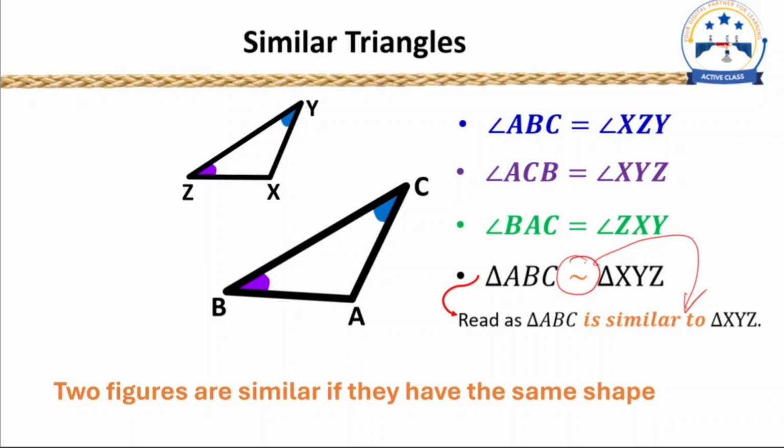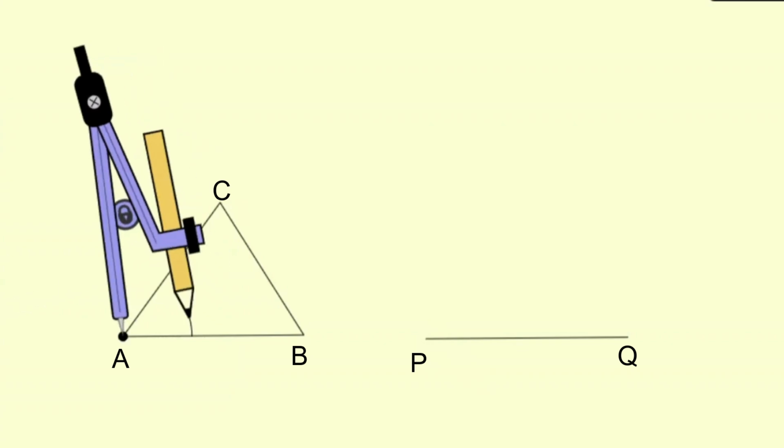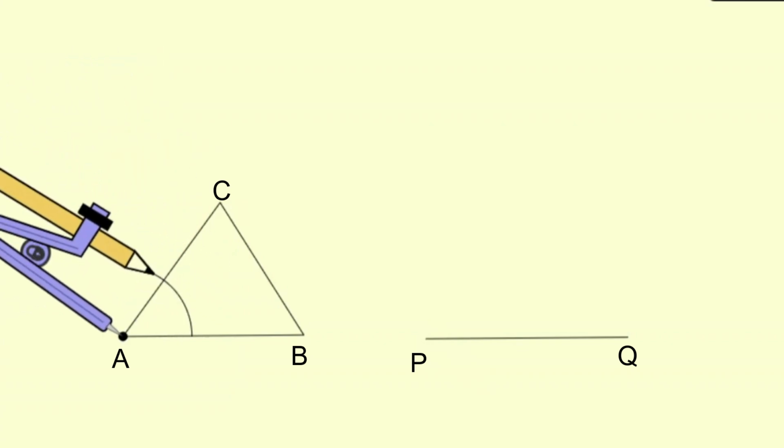I know you have curiosity about the corresponding sides. What is the relationship between corresponding sides in similar triangles? Let's see through an experiment. Construct a random triangle ABC using your ruler and pencil. After that, construct another triangle PQR having equal interior angles but different size.